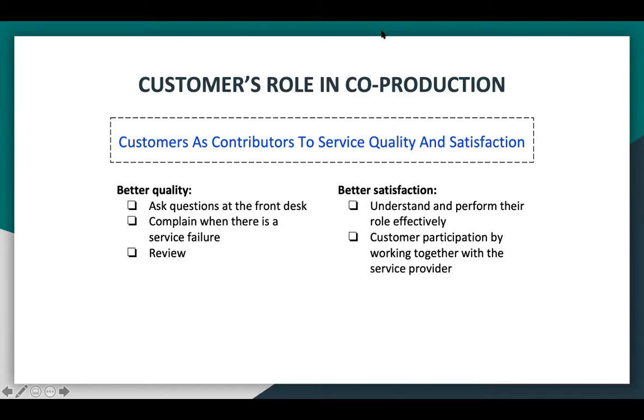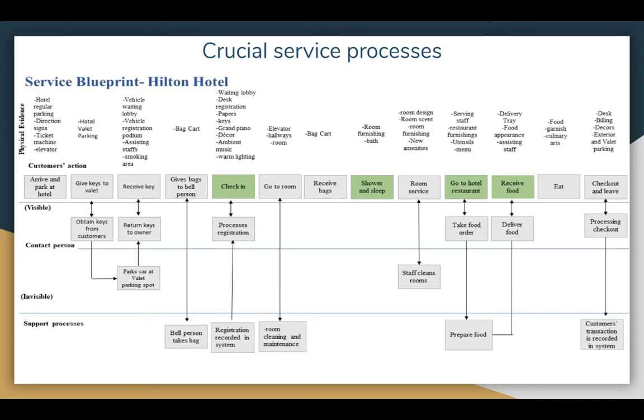Thank you. Hello, I'll be presenting on the service process. In this diagram, it shows the process of customers' overnight stay at Hilton Hotel Kuala Lumpur. It starts with parking, check-in, resting, dining, and check-out. I have highlighted 4 service processes, which are crucial in deciding the satisfaction of customers.